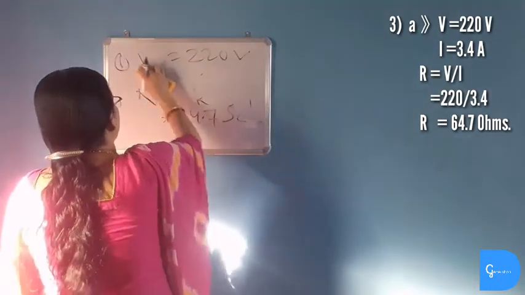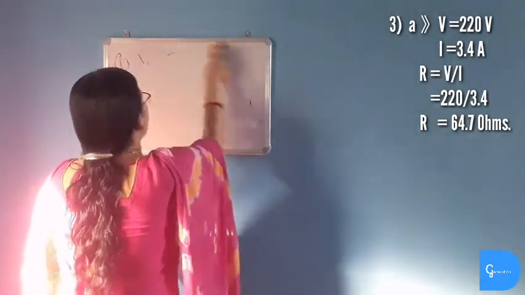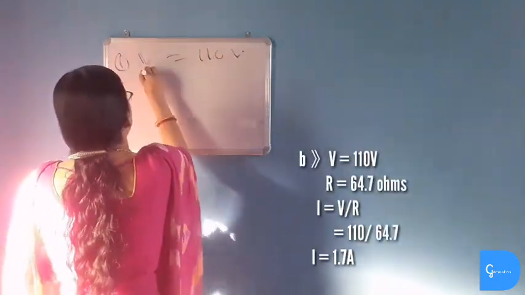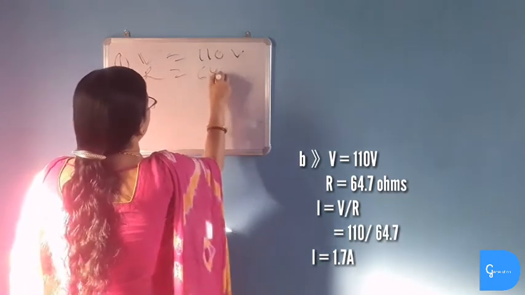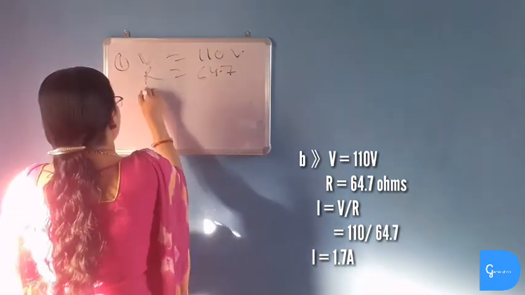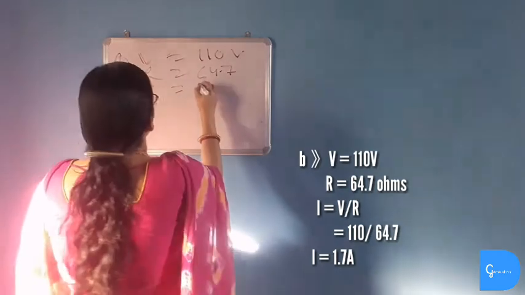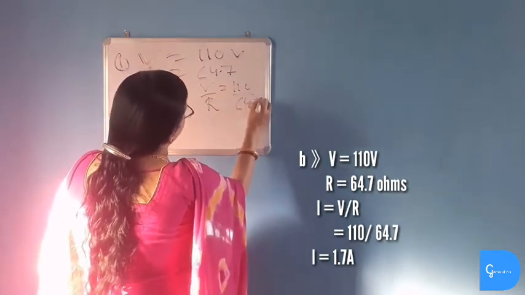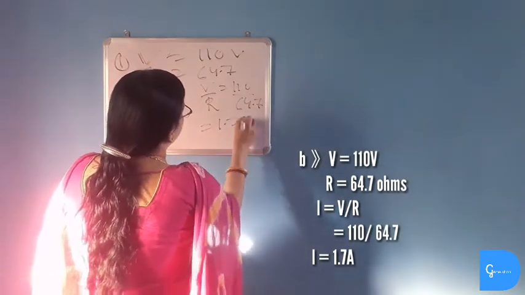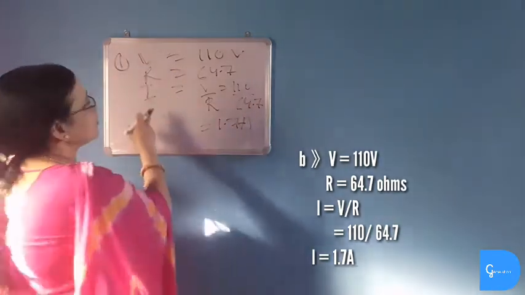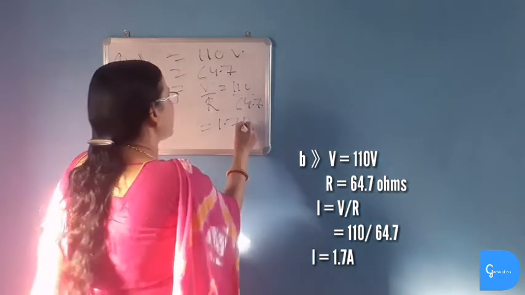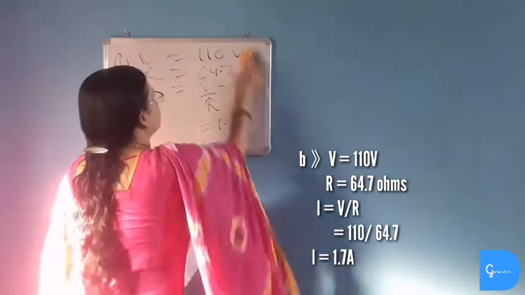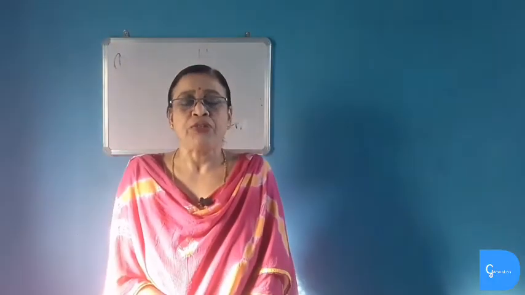Now in the second case, what happens? This is connected to the voltage of 110. So here V becomes 110 volt. R is the same, 64.7 calculated above, and now we have to find out the current it will draw. Current is equal to V by R is equal to 110 by 64.7 is equal to 1.7 ampere. Thus the electric iron will draw a current of 1.7 ampere when it is connected to a 110 volt power supply line.